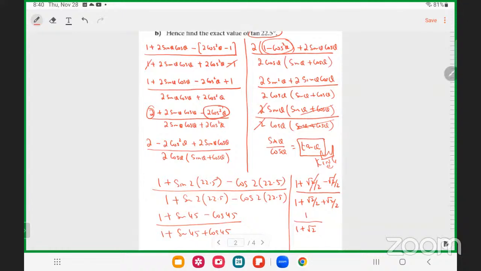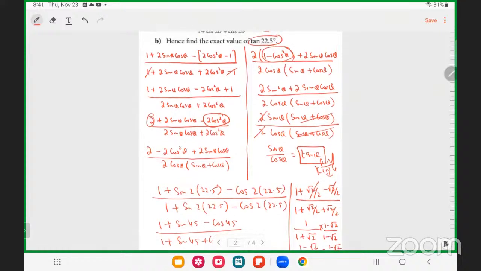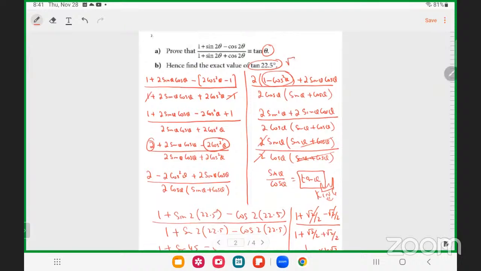Please realize that there should never be a root in the denominator. So I will multiply both the numerator and the denominator by the conjugate of the denominator. And hence this will turn out to be 1 minus root 2 over 1 minus 2. And the final answer will be 1 minus root 2 upon minus 1. 1 upon root 2 minus 1 is same as root 2 minus 1.